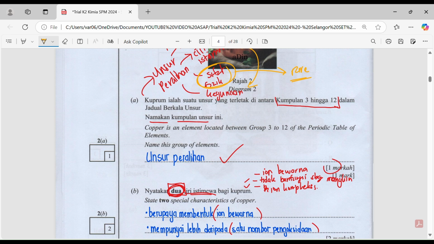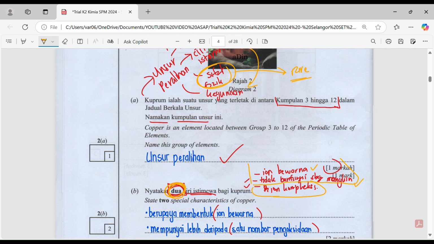In this case, the question said only 2. So the pemeriksa will only check your first 2 answers, which are ion berwarna as well as tidak berfungsi sebagai mangkin. Even if your third one is correct.